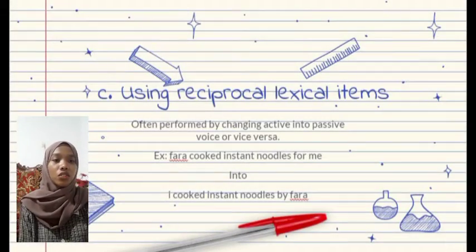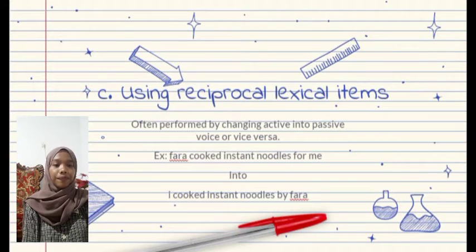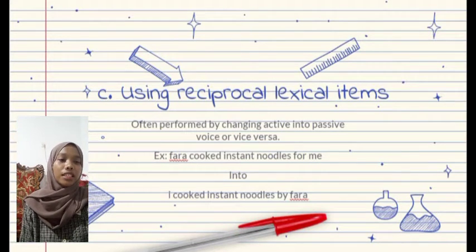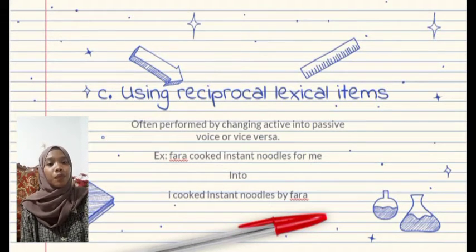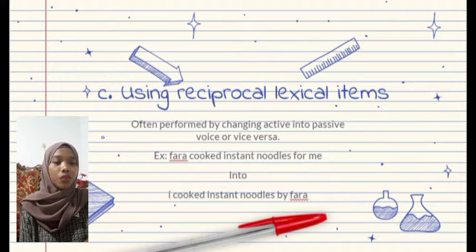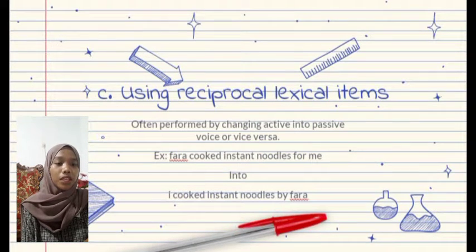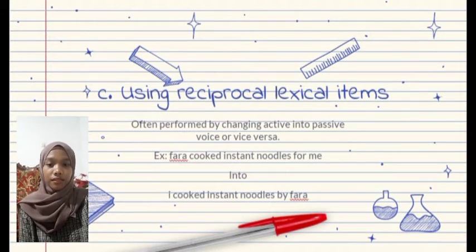And the third is using a reciprocal lexical item. Using a reciprocal lexical item is often performed by changing active to passive voice or vice versa. For example, Farah cooks instant noodles for me becomes I cook instant noodles by Farah. So in this case, we can change the active sentence to the passive sentence.